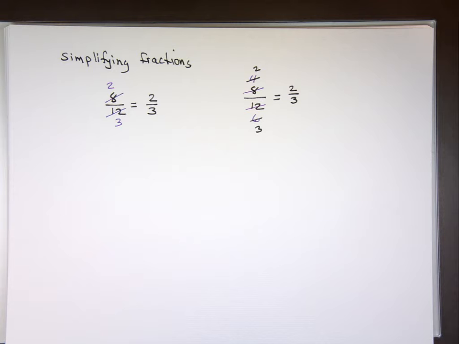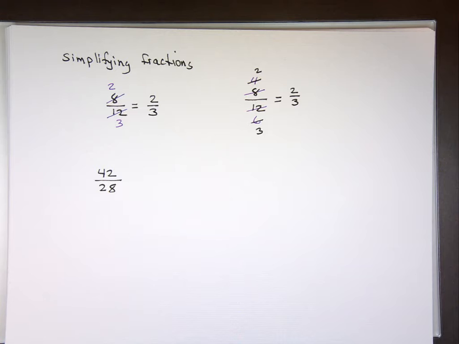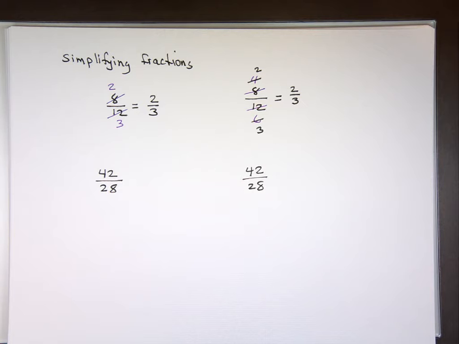42 over 28, improper fractions. We studied divisibility last time. We said both of these numbers are divisible by what? Oh, yes. Good. I didn't see the 7. I was thinking of 2, actually. So I'll do it both ways. I'm glad you said 7. So I was thinking of the 2, but I'll go with you. 7. By 7, this is what? 6. By 7, this is what?